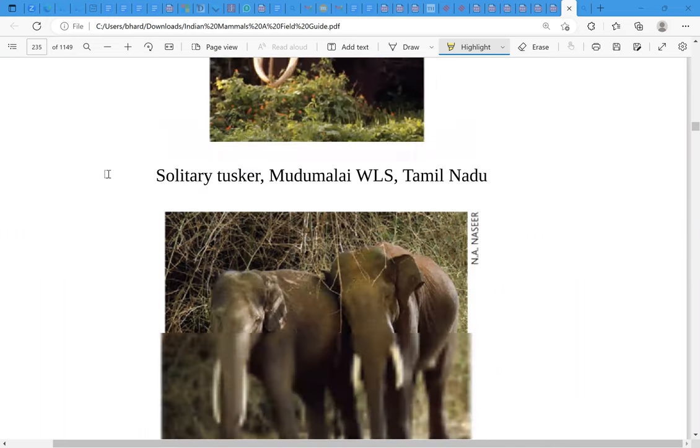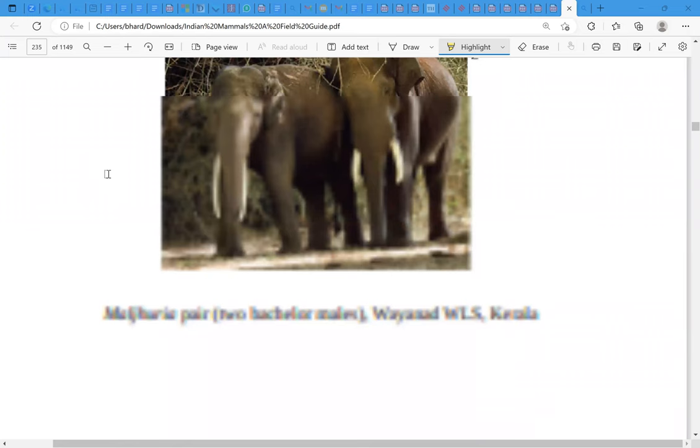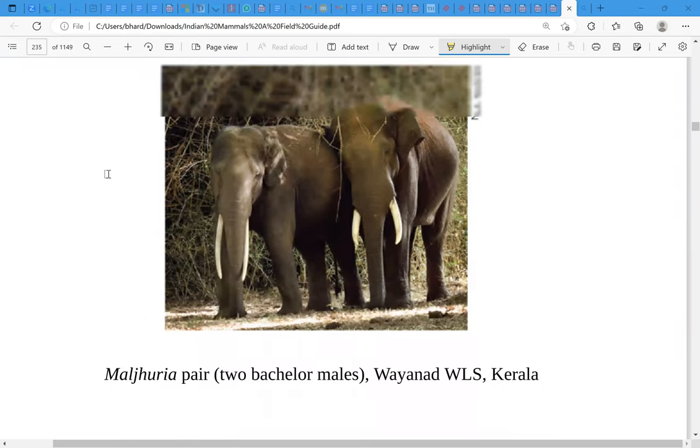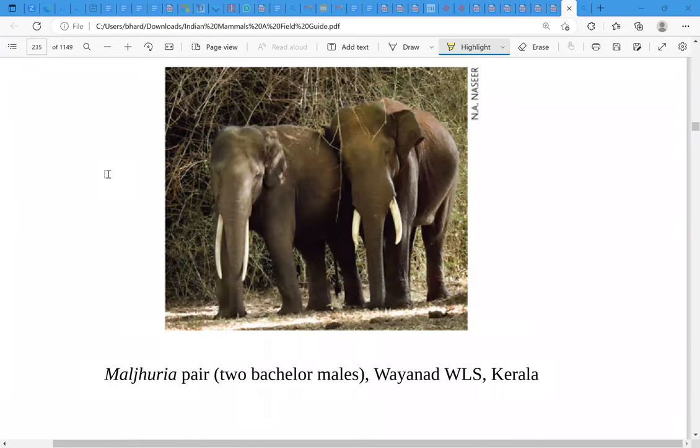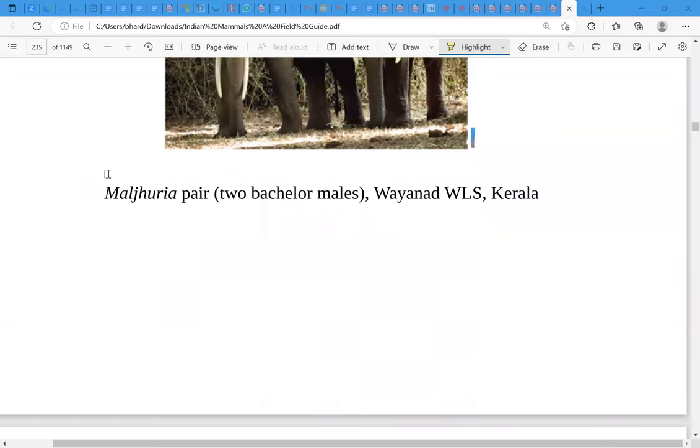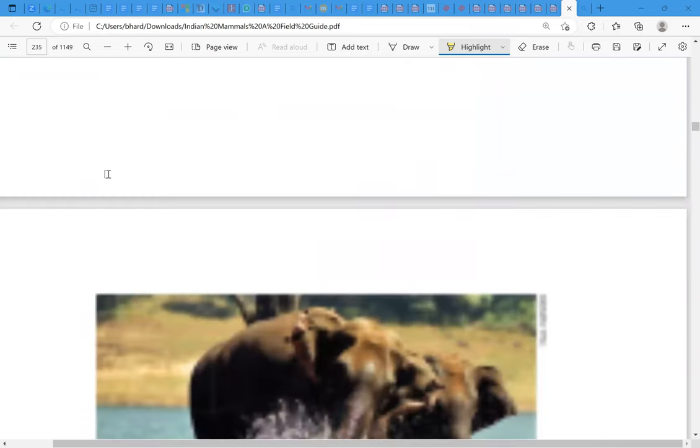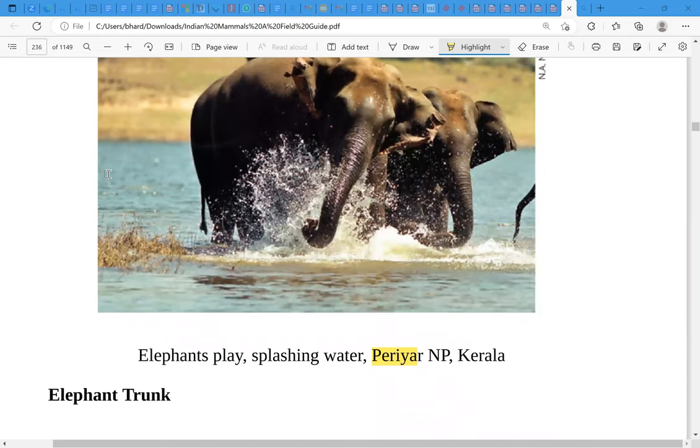And then another example is of the Mali Jhuria pair, two bachelor males, at Wayanad Wildlife Sanctuary, Kerala. Even in Karnataka, there are wonderful Dubare Elephant Reserves, where you can go and get an experience of playing with and even bathing elephants, which I have also had. And let me tell you, it is one of the wonderful experiences.